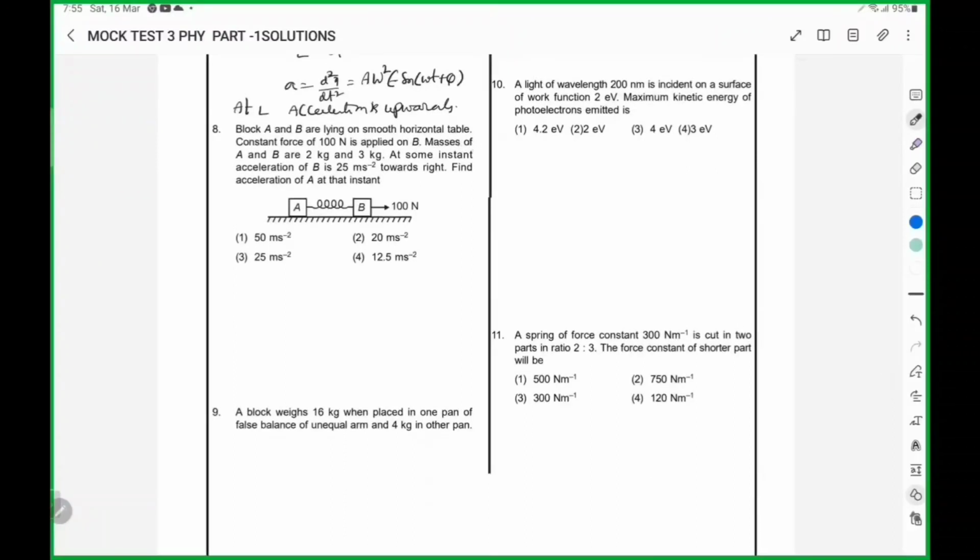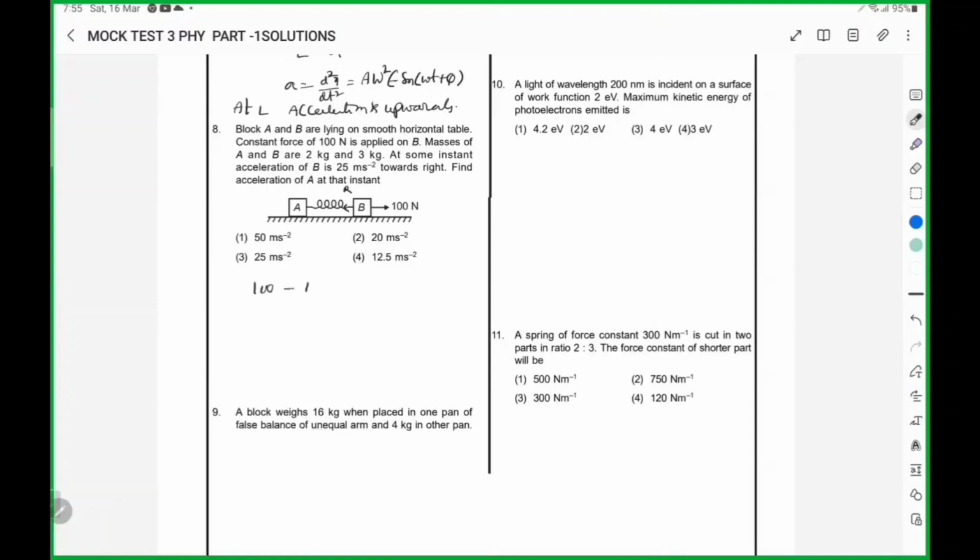Block A and B are lying on a smooth horizontal table with a constant force. A spring gives a restoring force. Masses of A and B are 2 kg and 3 kg. At some instant, acceleration of B is 25. In general, if a string is there, we write tension; if a spring is there, we say restoring force. The role of restoring force is the same as the role of tension in the string.